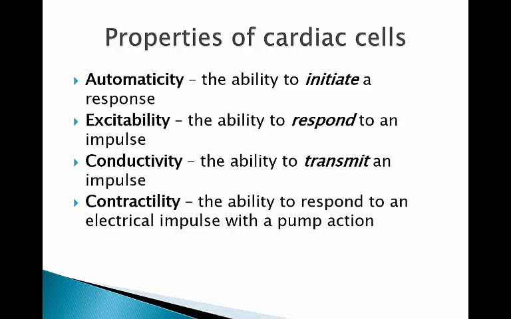Properties of cardiac cells. There are 4 different properties of cardiac cells that you should be familiar with. One is automaticity. Automaticity is the ability to initiate a response, or to start it. Excitability is the ability to respond to the impulse. Conductivity is the ability to transmit an impulse. And contractility is the ability to pump as a response based on that electrical impulse.